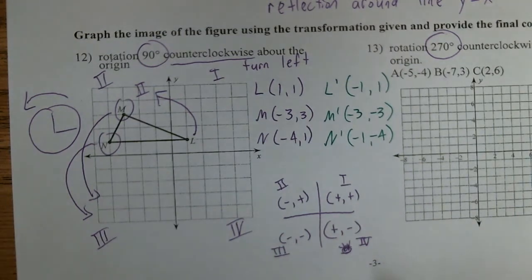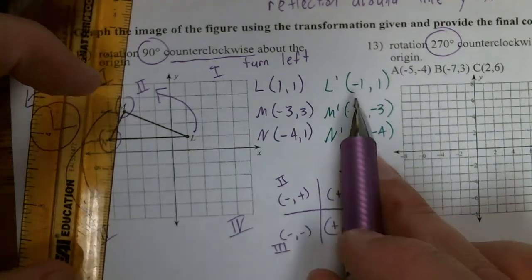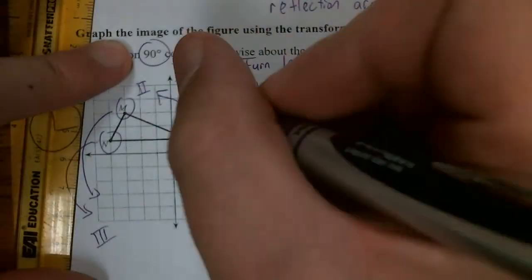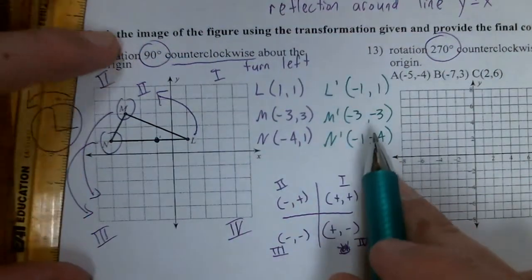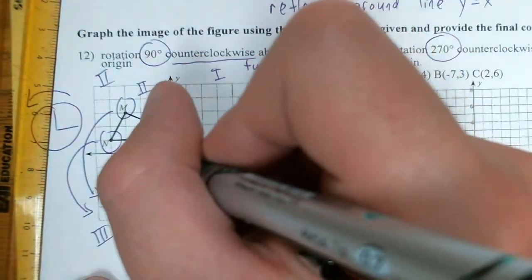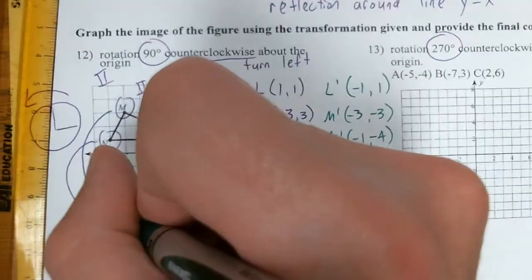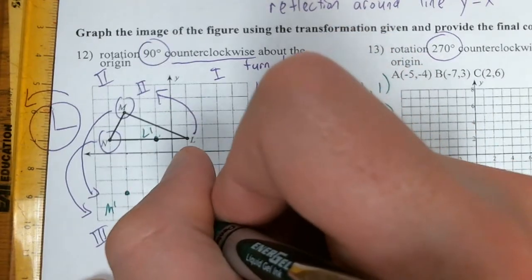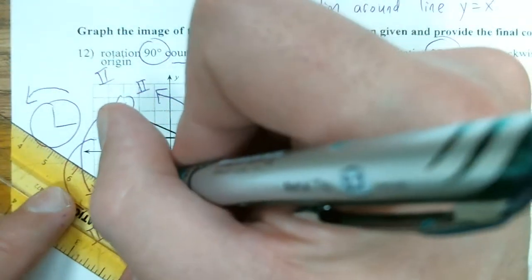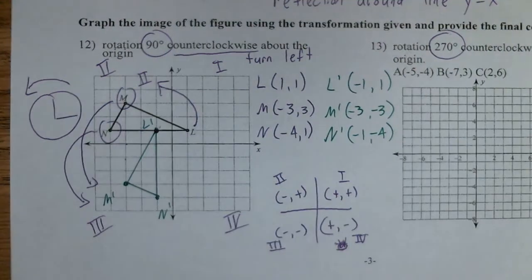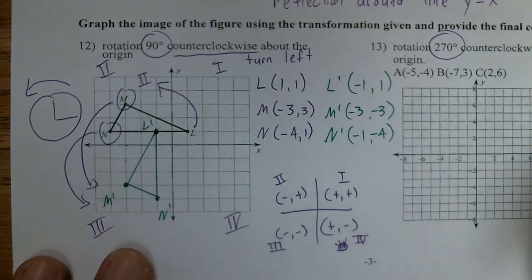Okay, number 13. Oh, sorry. I guess we do need to follow directions, huh? We've got to plot these. So L prime is negative 1, 1. Do this in green, negative 1, 1. M prime is negative 3, 1, 2, 3, down 3, 1, 2, 3. That's L prime, M prime, and N prime is negative 1, negative 4. And there we go. There is our rotated figure.